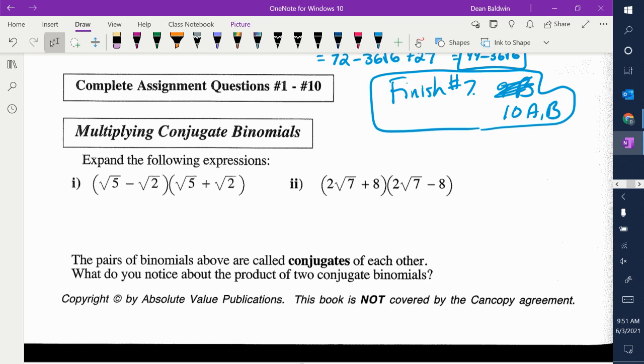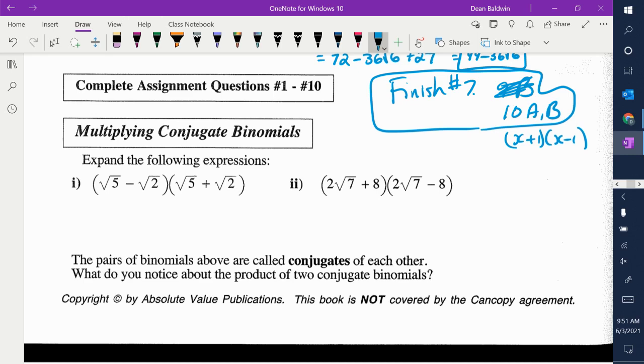It's not important that you remember that they're called conjugates. If you forget the name, I don't really care. But you need to know what they are, and it doesn't have to be radicals. It can be anything. If I had x plus 1 and x minus 1, those are conjugates as well. They're the exact same terms, except one is an addition and one is a subtraction. Okay, that's what a conjugate is.